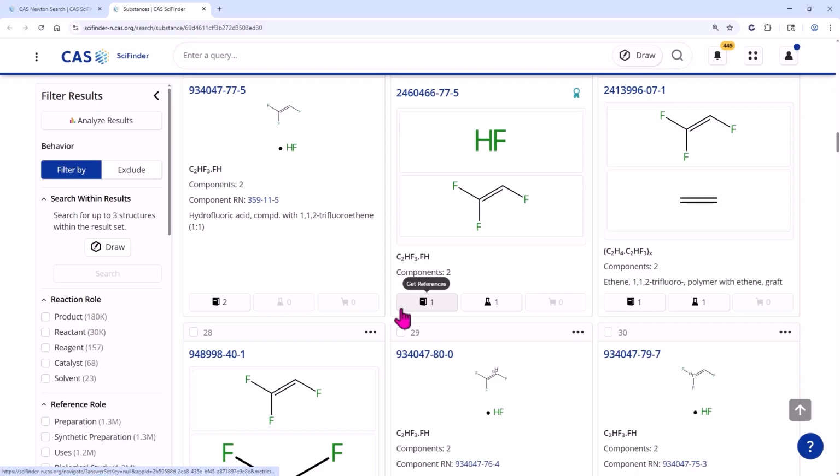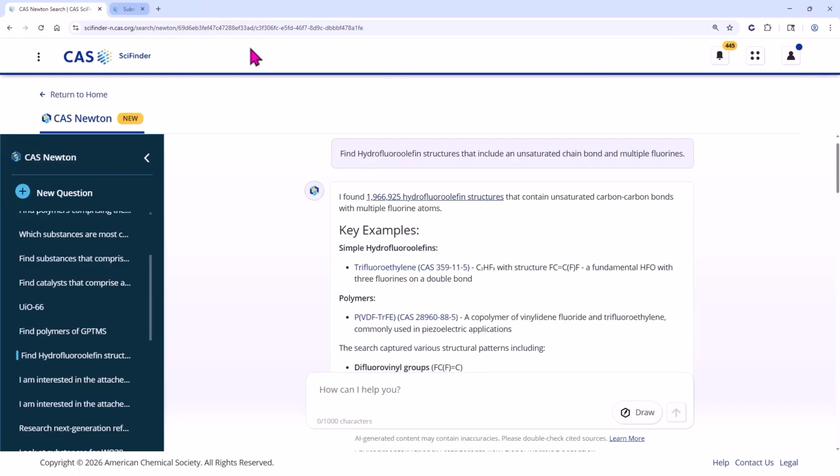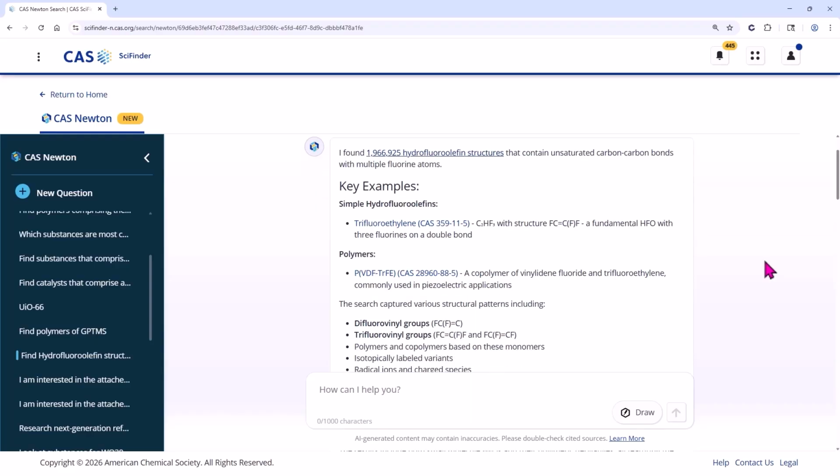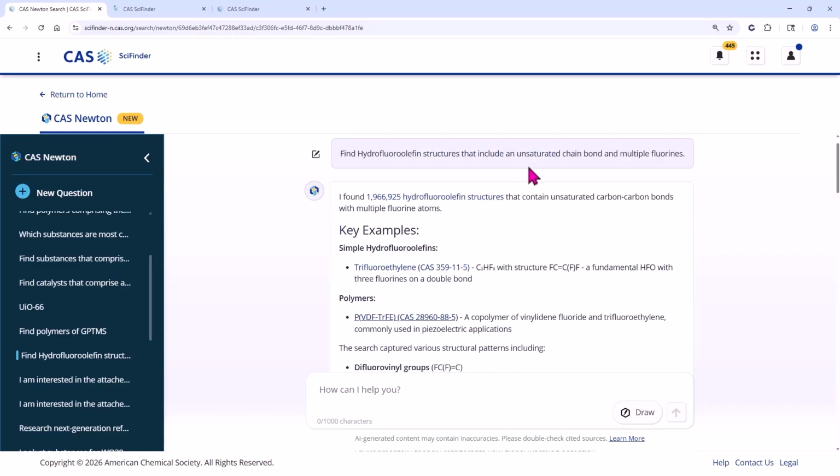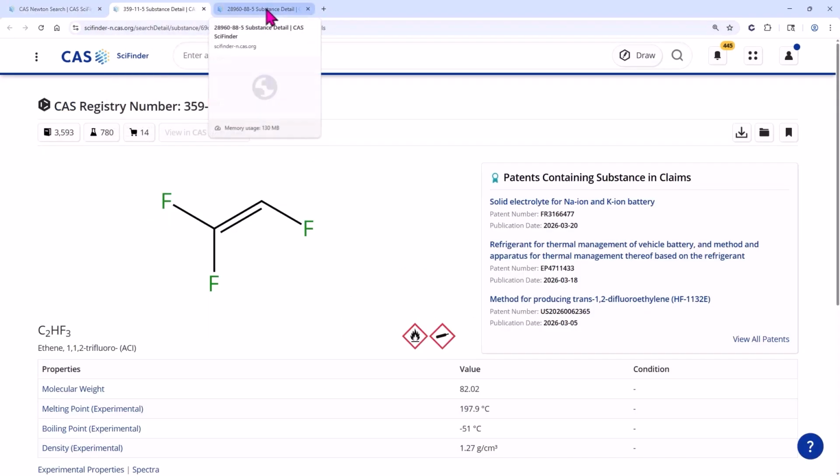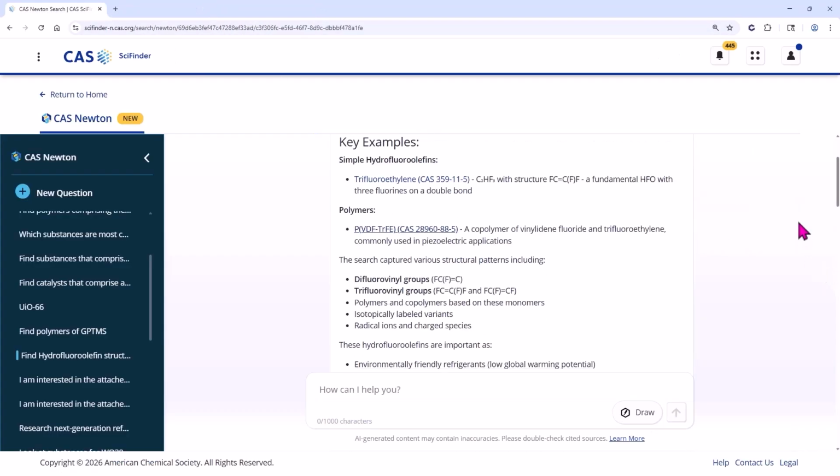Of course, we could take this over and explore it manually, but in Newton, we have the opportunity to explore a little bit further. Now, as before, we see that Newton has provided us with some key highlights or key examples, calling out for us some hydrofluoroolefins that are of particular note. But of course, I have not yet given it the context that I am interested in next generation refrigerants. So in this particular example, we might see that some of these substances could be used as a refrigerant, or there might be some other application.